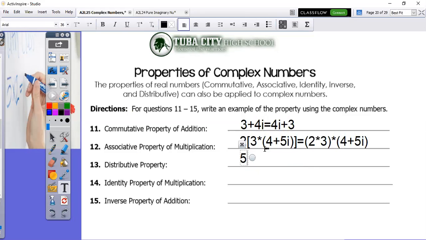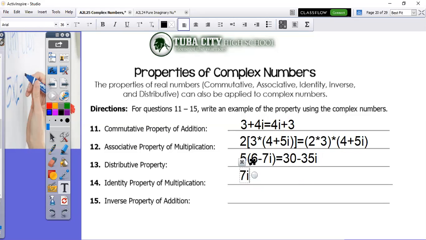And distributive should be pretty easy. Let's just come up with one where you need to distribute it. So 5 times this group is the same as if I were to just go 5 times 6 is 30, and that would be 35i. And we've already been using that one quite a lot today, so it's not going to be too much of a leap.